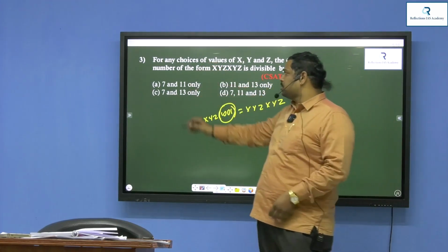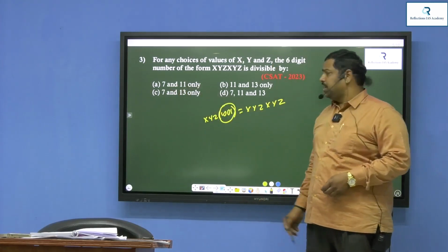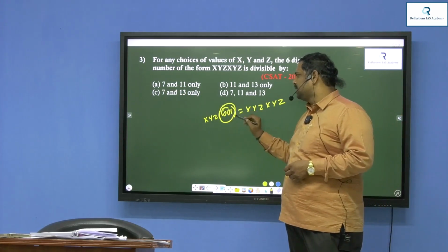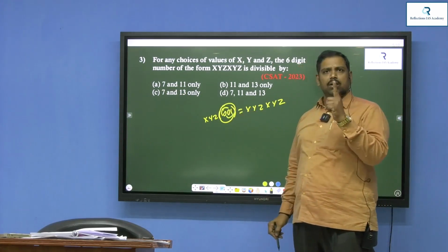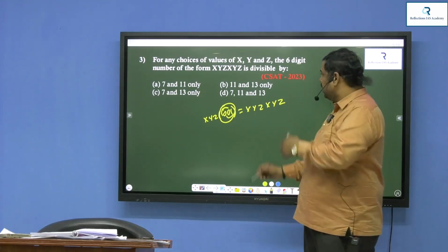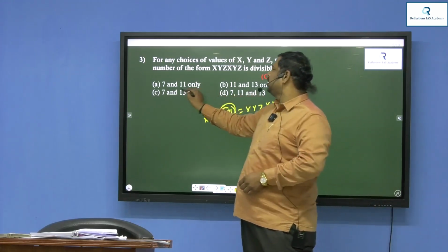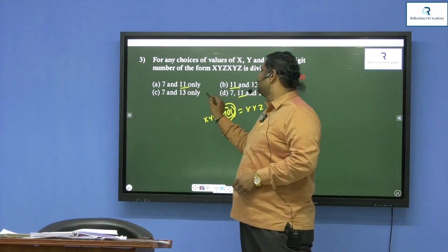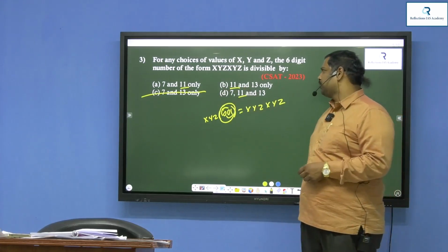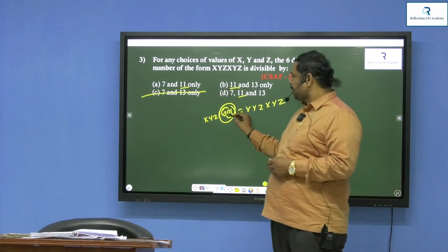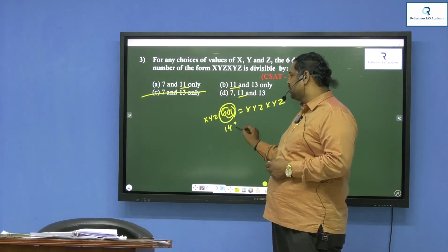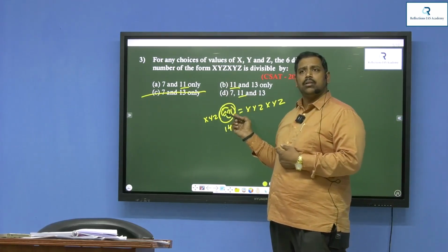What's the first option? 7 and 11. Verify, is it divisible by 7 or not? It is already divisible by 11: 1 plus 0, 0 plus 1, both are 1, and 1 minus 1 is 0, so it is divisible by 11. So 11 should be there. Leave it. Now I am going with 7. If I try with 7, 7 1s are 7, 7 4s are 28, 21 means 7 3s. Yes, it is divisible. Yes or no?